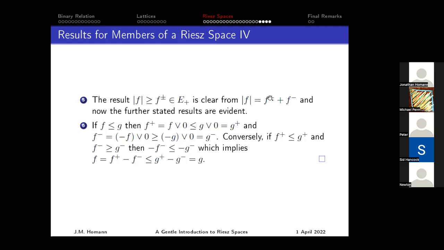Now conversely, if we suppose that f plus is dominated by g plus and f minus dominates g minus, then we have that if f minus dominates g minus, then minus f minus is dominated by minus g minus. And so if we take this and add it with the first inequality, we get that f plus minus f minus is dominated by g plus minus g minus. And by definition, this is f. And by definition, this is g. So we have that f is dominated by g.